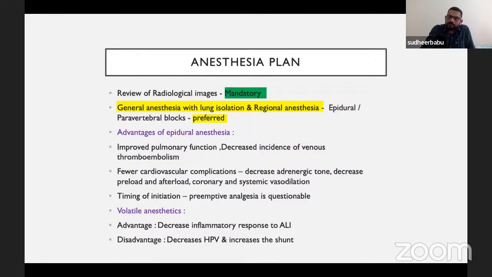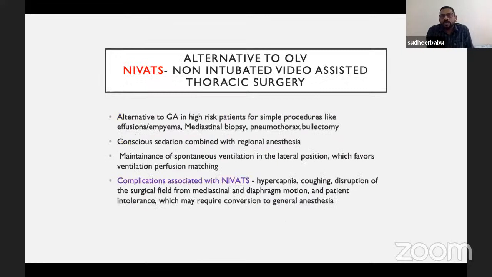Is it possible? So there is something called non-intubated video-assisted thoracic surgery. It is an alternative to GA, especially in high-risk patients. With conscious sedation combined with regional anesthesia, we can do it. The only thing is we have spontaneous ventilation, but complications like intolerance of the patient and disruption of the surgical field from the mediastinal and diaphragm motion can happen, and at any time we have to convert to GA.